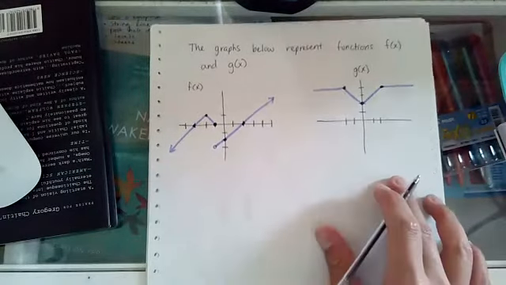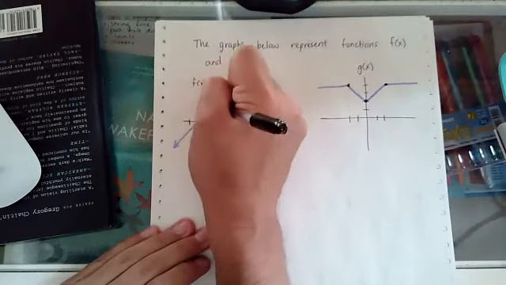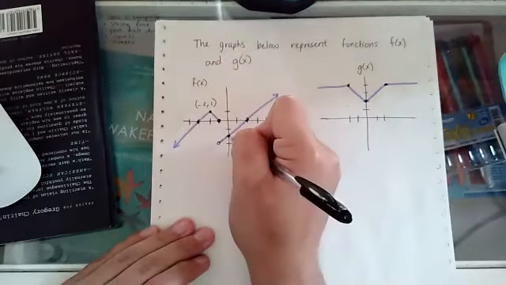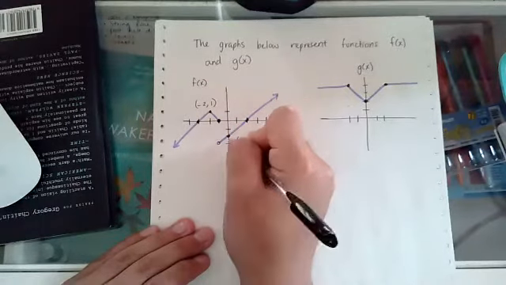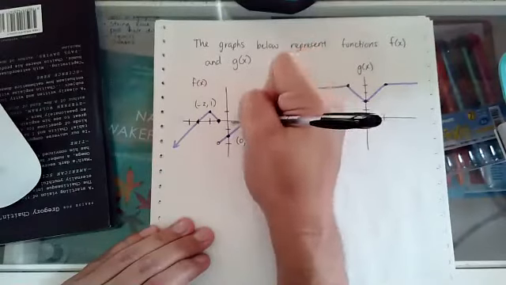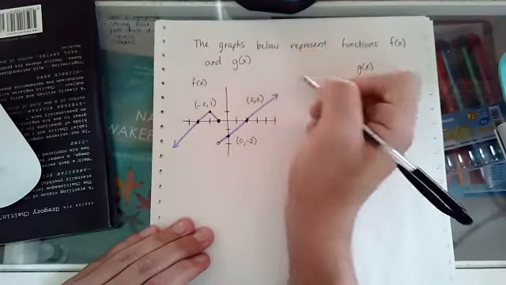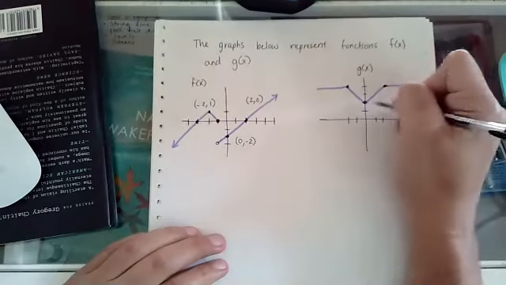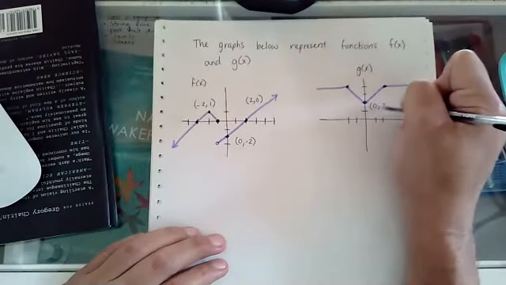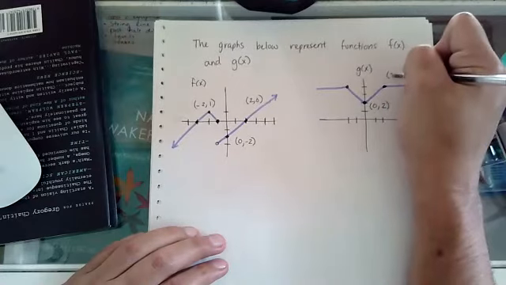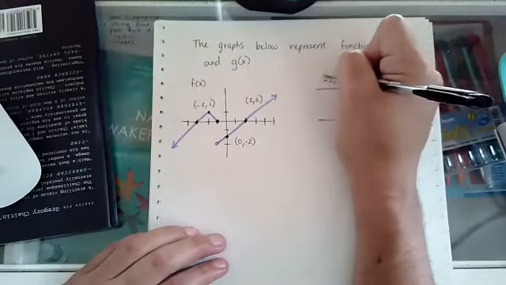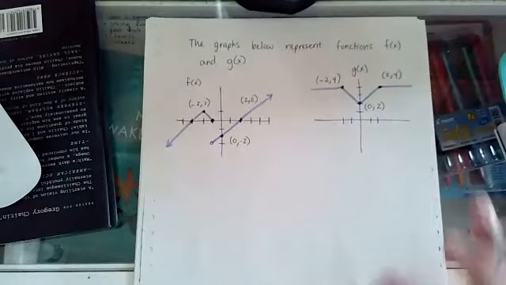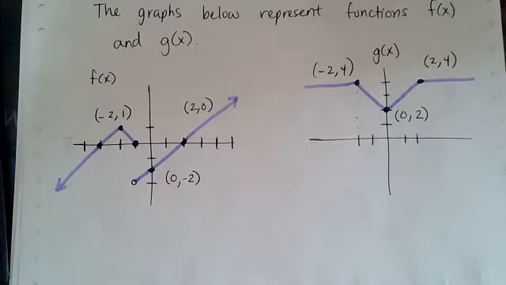Okay, this is at the point -2, 1. This one is at 0, -2. This one is at 2, 0. This one is at 0, 2. This one's at 2, 4, and this one's at -2, 4. Okay. So take a moment. Let me see if I can zoom in without losing too much of it. Okay. Try to reproduce those graphs.